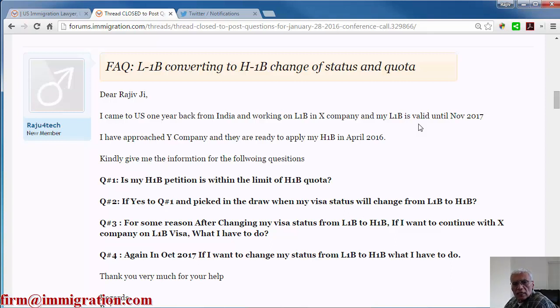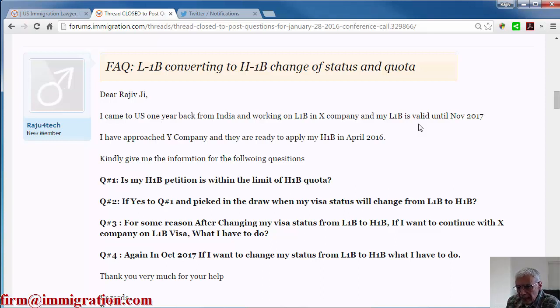So going back to Raju, I think what you're asking me is if I have an L1B, am I exempt from the H1B quota? The answer is no. You are still subject to the H1B quota. When I get picked up in the draw, does my visa status change from L1B to H1B? We have actually discussed this issue several times, and this is a very interesting issue. Let me explain to you how it works.